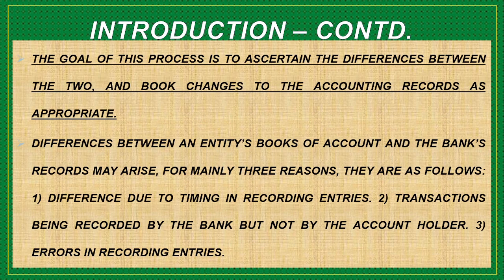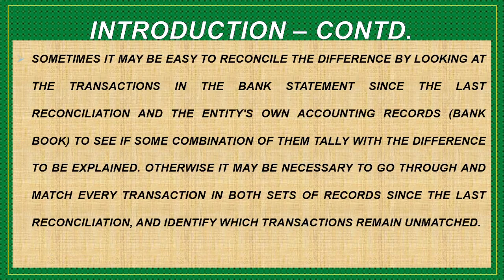Goal. The goal of this process is to ascertain the differences between the two and book changes to the accounting records as appropriate. Differences between an entity's books of accounts and the bank's records may arise for mainly three reasons, and they are as follows. First is difference due to timing in recording entries. Second, the transactions being recorded by the bank but not by the account holder. And the third and the most important, errors in recording entries.